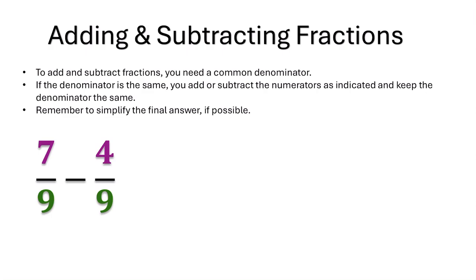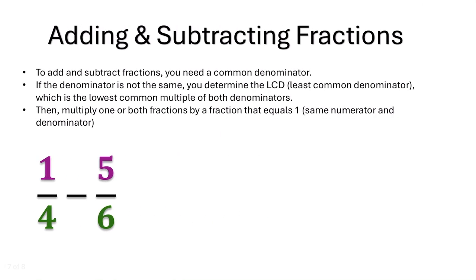So if we're doing 7 over 9 minus 4 over 9, we have the same denominator, so I'm just going to go ahead and write down the denominator. Then I do 7 minus 4, which is 3. Well, 3 over 9 I can actually reduce because 3 will go into 3, leaving me with 1. 3 goes into 9, leaving me with just 3. So this is going to reduce now to 1/3, and so that is my final answer.